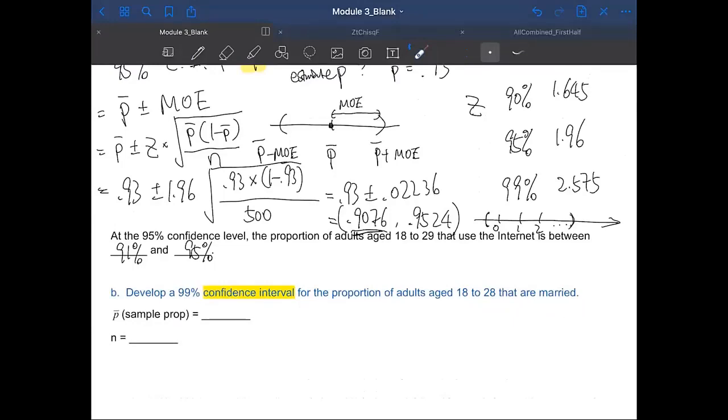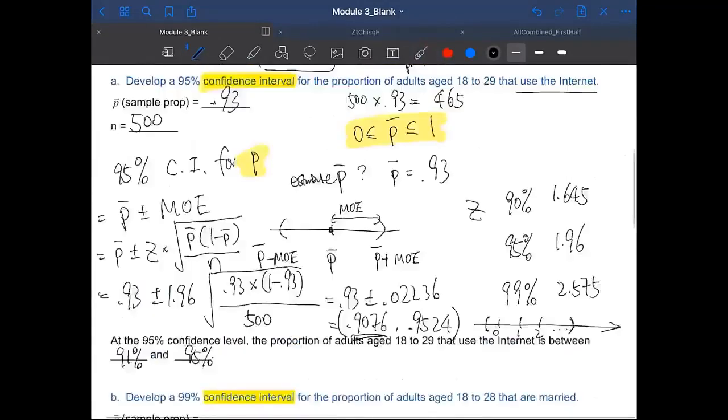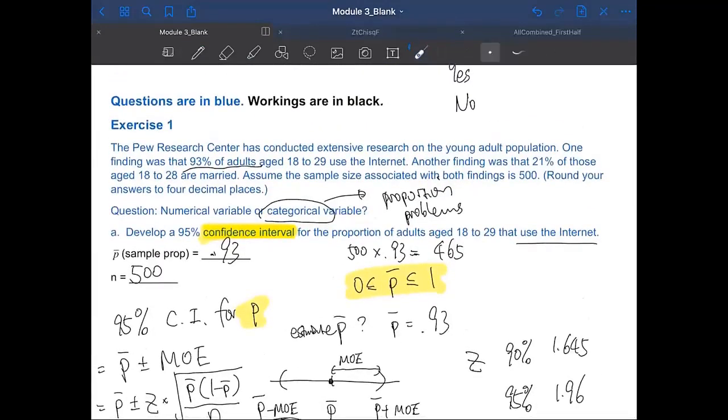This time we're going to talk about the proportion of adults who are married. So married, let's go back to what we have here. Another finding says 21% of those are married. So 21%. What is the 21%?